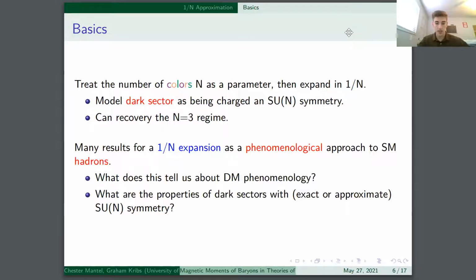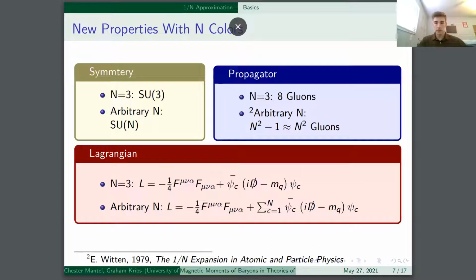So what does the 1/n expansion tell us about dark matter phenomenology? And then another question is, what are the properties of a dark sector with an exact or approximate, that could be symmetry breaking, SU(N) symmetry? So for a general theory, be it dark matter or observable matter with n colors, has a few new properties. The symmetry goes from SU(3) to SU(N). For the propagator, you go from having 8 gluons, which is 3 squared minus 1, to having approximately n squared, or specifically n squared minus 1, but we're assuming n to be a large number here. You could have n squared gluons in this case.